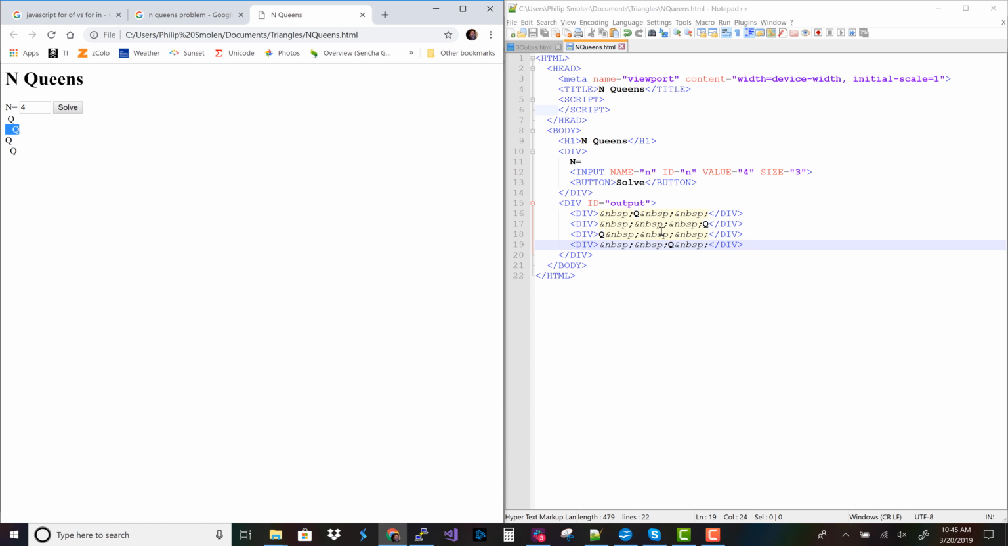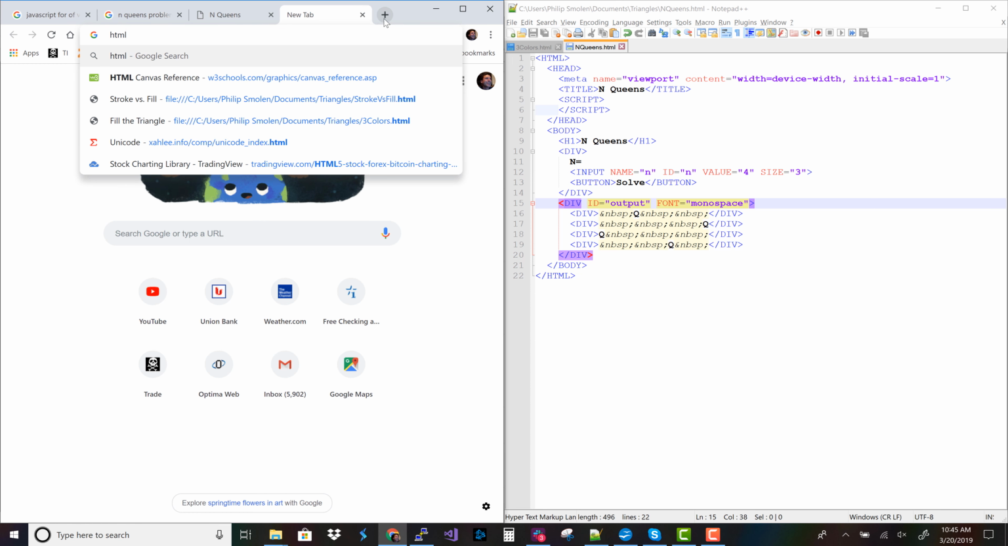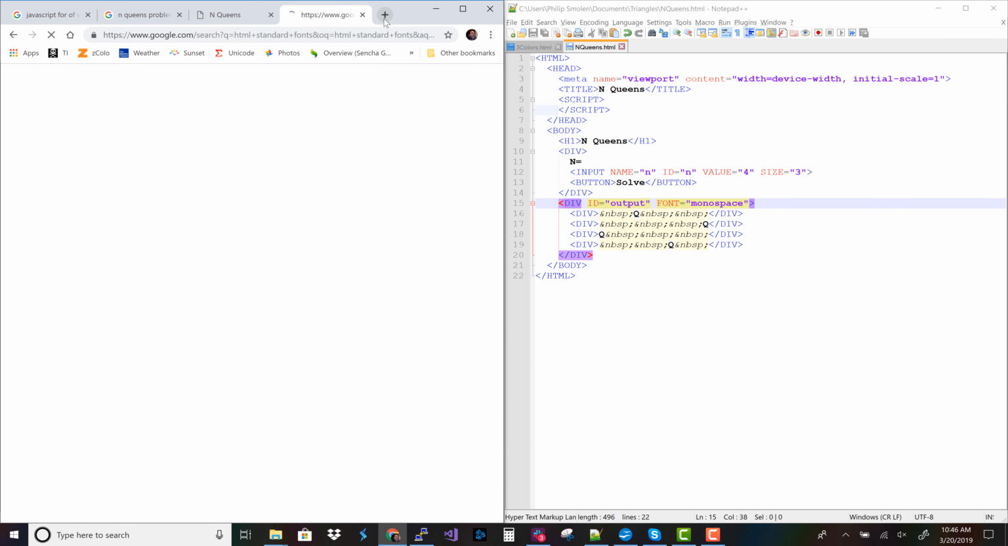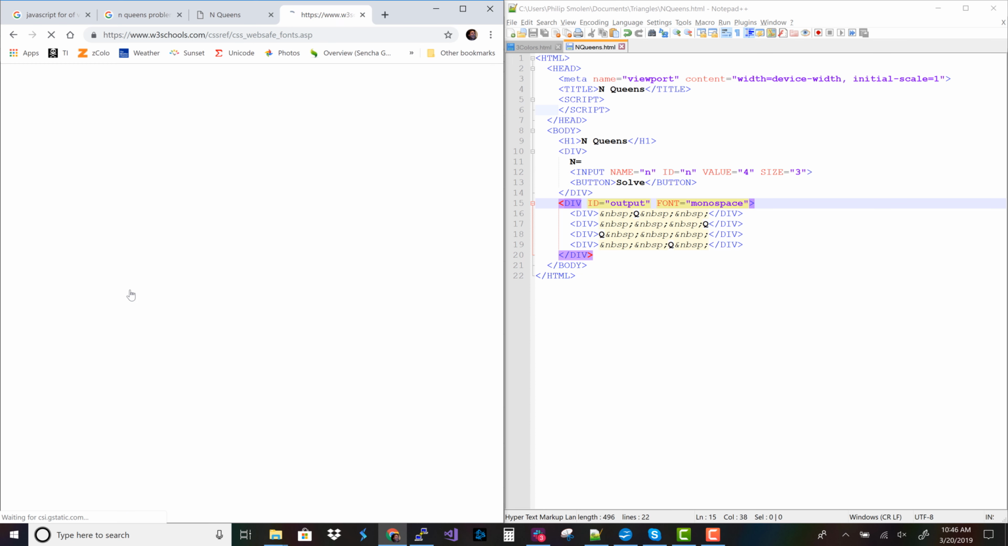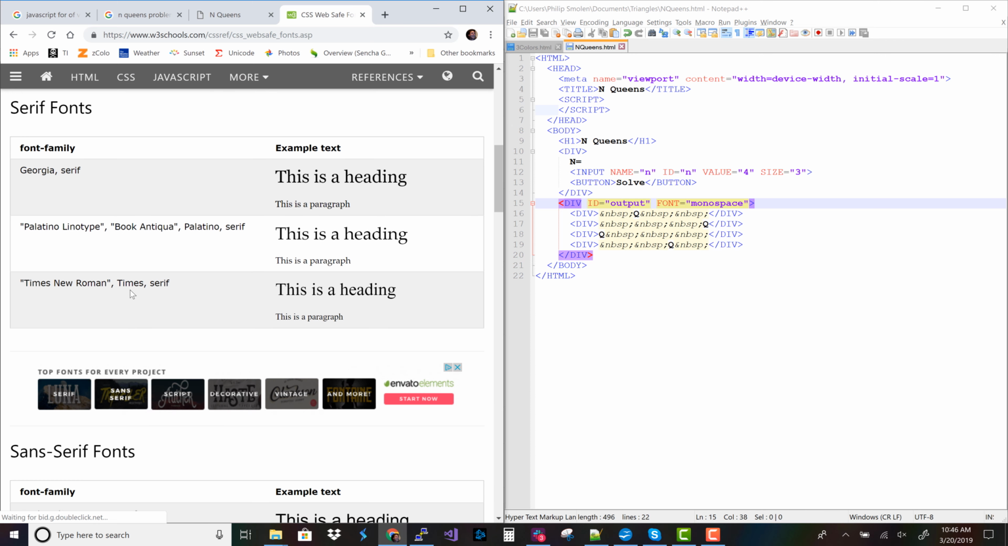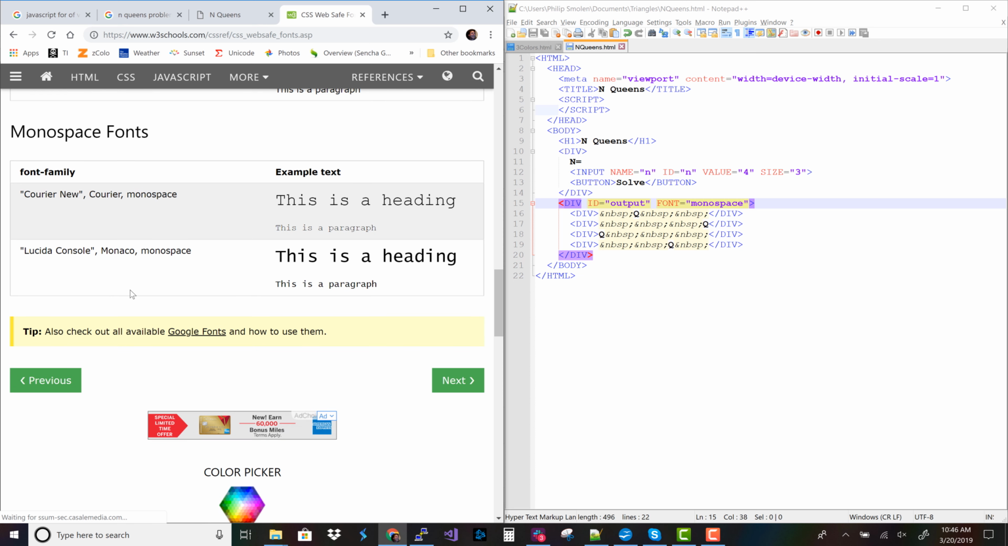Okay, well, the problem is that this is a fixed width font, and this is not. So there's a bunch of ways to fix this. CSS is kind of the preferred thing, but do what I can do off the top of my head. I think that's the right thing. Again, we can look it up. HTML standard fonts. Monospace.